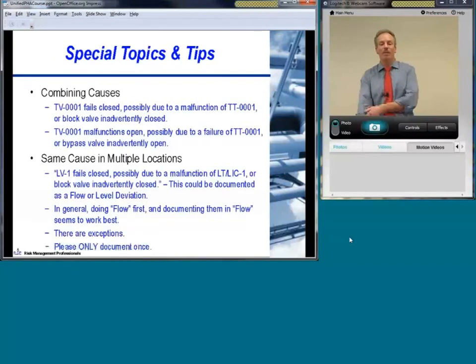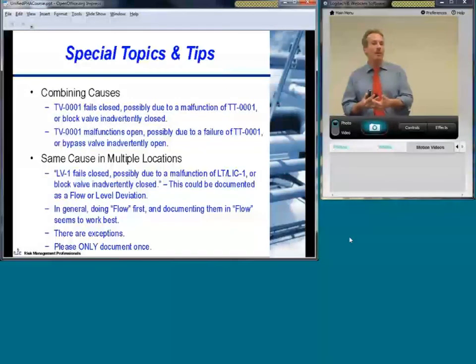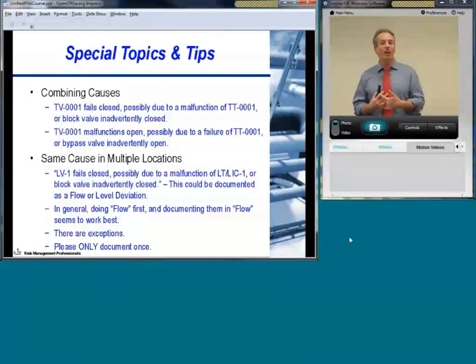Let's also talk about a couple of other topics. Combining causes: I mentioned before in some of the examples where we've taken mechanical failures, instrumentation failures, and operator actions or inactions and put them in the same scenario, in the same cause. The reason is it leads to the same consequences, and so other than some differences in probability, which you may want to consider when you're looking at a layer of protection analysis or some other QRA technique, you really want to couple those together to make sure the team is focusing on the same consequence in the same type of scenario.